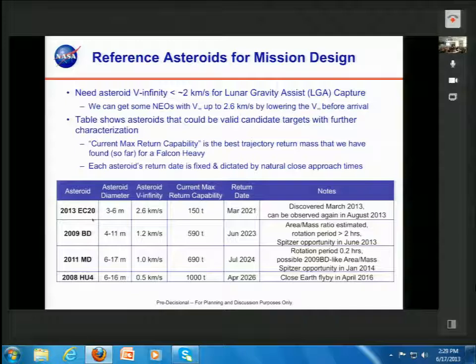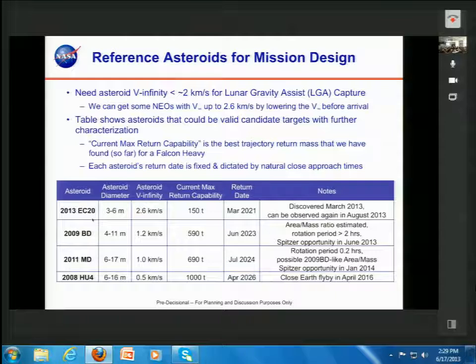But the problem is how well we have characterized the asteroids and how well we are able to estimate the mass. This current mass return capability is, out of all the trajectory designs we've done for those asteroids, our best performance for asteroid mass. If you take 2008 HU4, it could be up to 1,000 tons, and we could still return it. That's because it has a very good approach geometry and a very low V-infinity. It would return in April 2026.